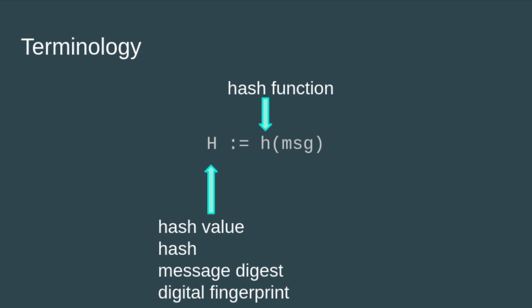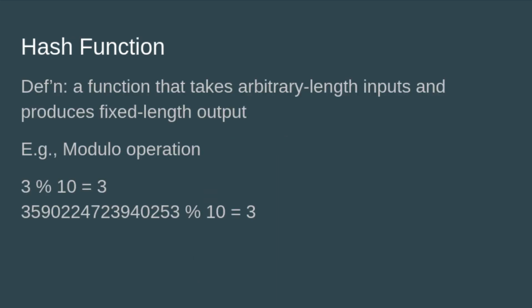First let me clarify some terminology. I'm going to use the little h to indicate the hash function and the capital H to indicate the hash value. And the hash value is also called just the hash or the message digest or digital fingerprint. And the hash function is a function that takes arbitrary length inputs and produces fixed length output.